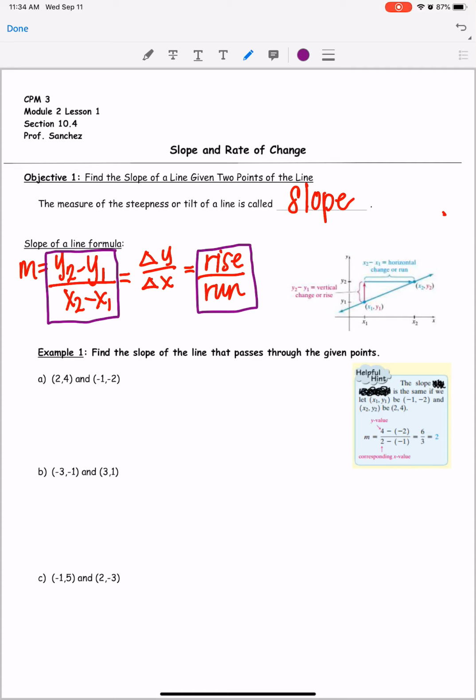But this y2 minus y1 over x2 minus x1, you use this when you are given two ordered pairs. And then you'll use this rise over run when you are graphing or given a graph. So that's the point of those two different formulas.